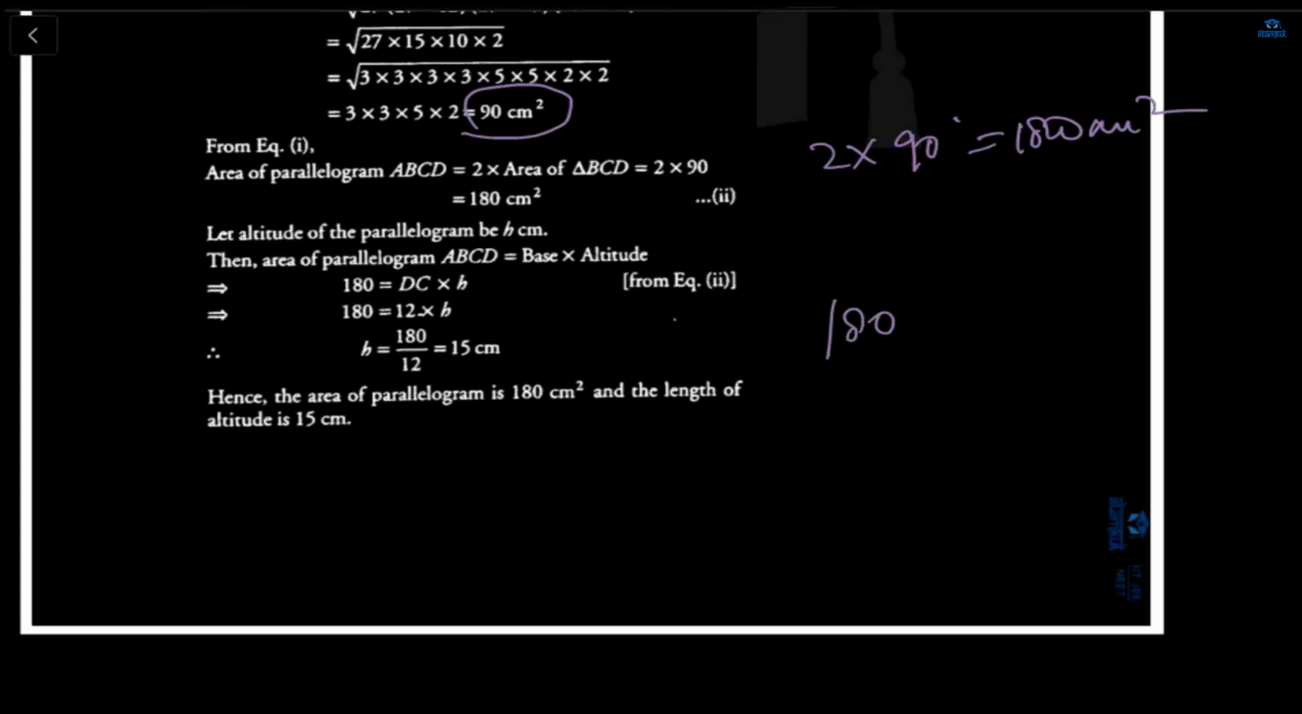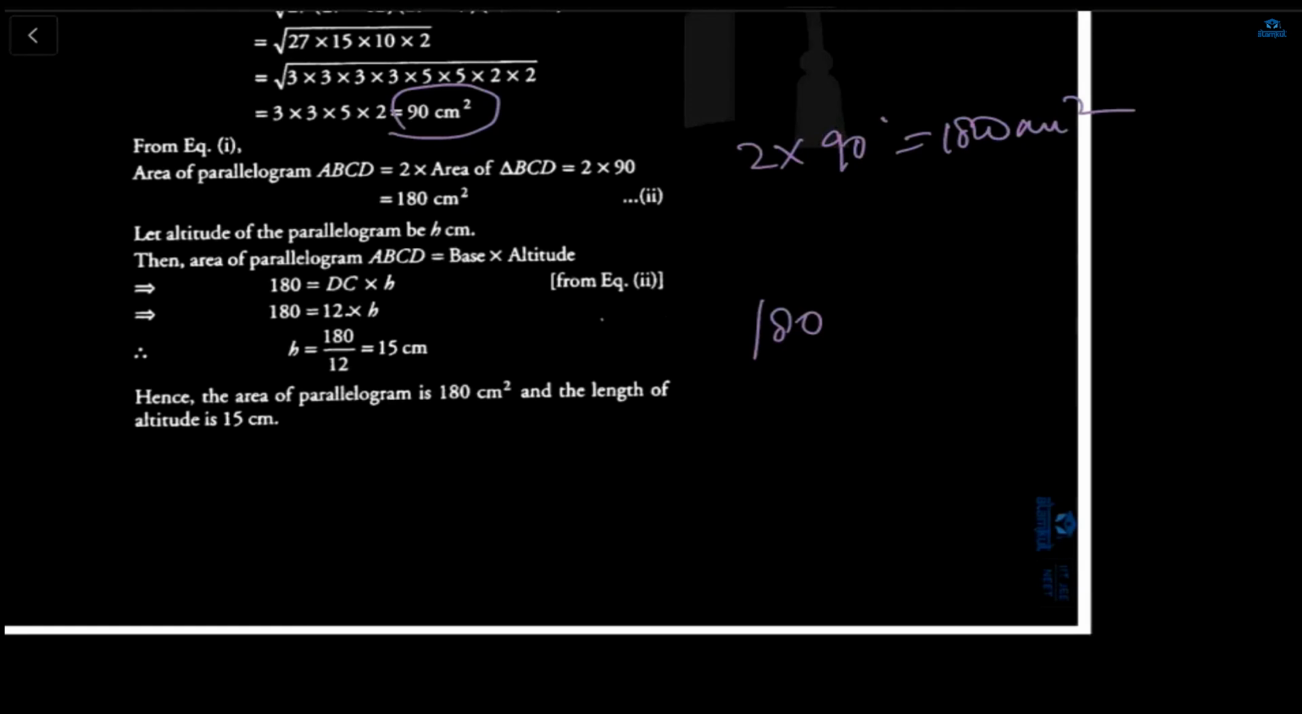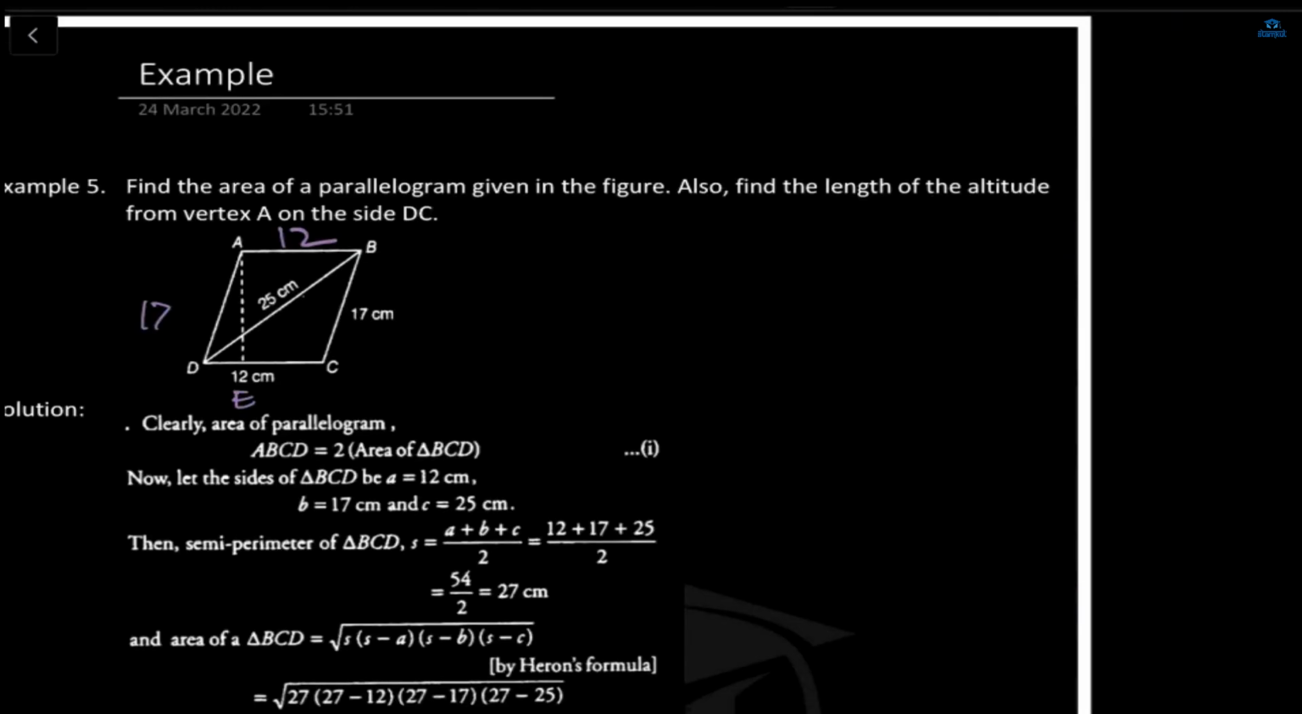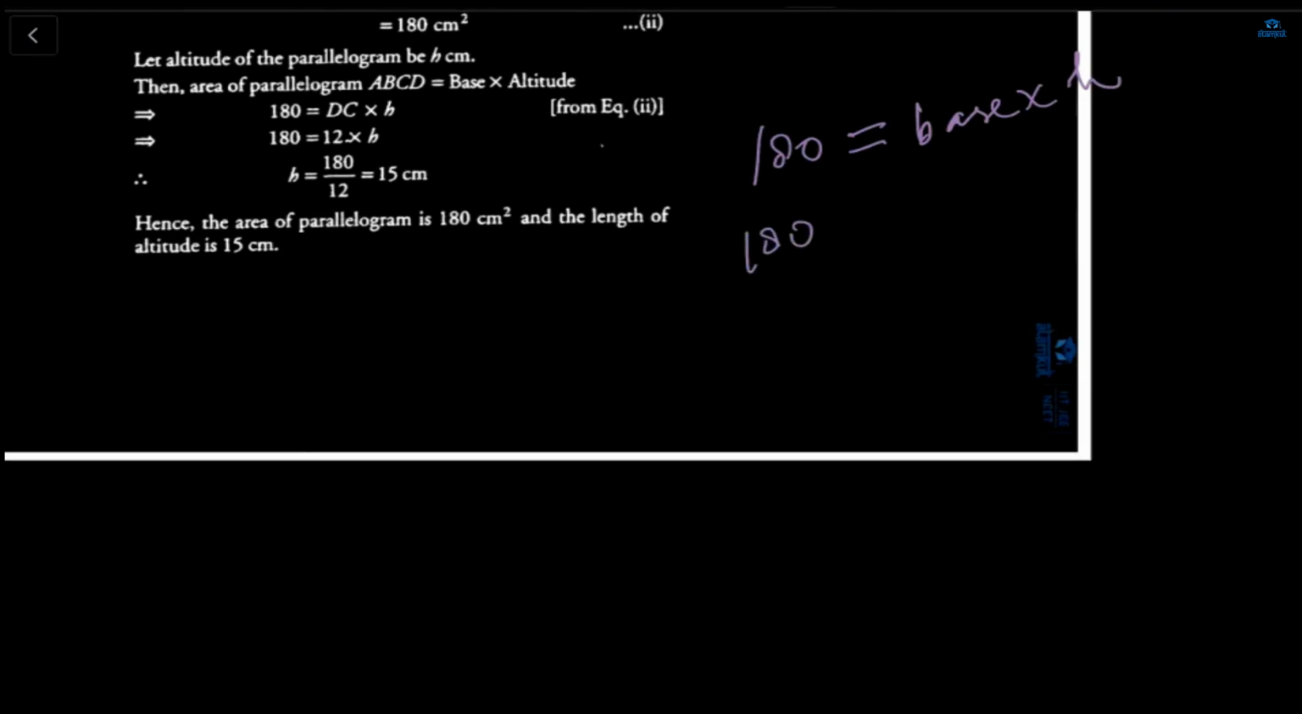So the area of the parallelogram we have already found is 180. So 180 is equal to base into h. We already know the base. What is the value of the base? DC is 12 centimeter. So 180 is equal to 12 into h, so the h value will be 180 upon 12, which is 15 centimeter. So we have got the height as 15 centimeter.